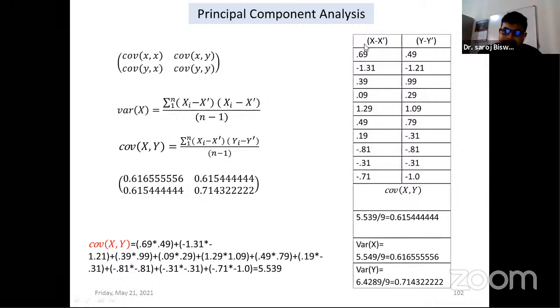So if we multiply 10 times x, the value becomes 5.549. And n minus 1, that is 9. So now to find the solution of this expression, it becomes 0.0165, like that. So here this value is kept here. Similarly, the same thing we need to do for y now. So if you multiply all those things, the value becomes 6.4289. And it is divided by n minus 1, that is 9. Now it becomes 0.6143 kind of thing. It is given here. So now we calculated the covariance matrix.